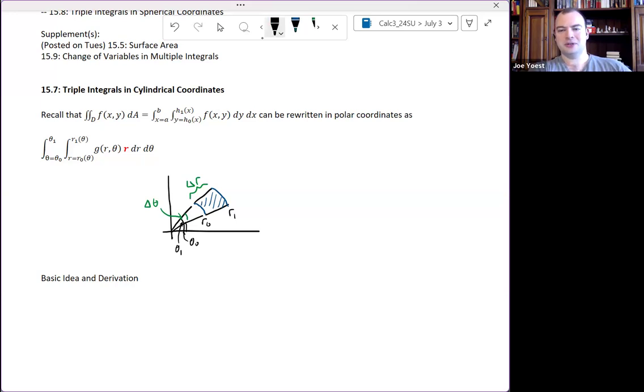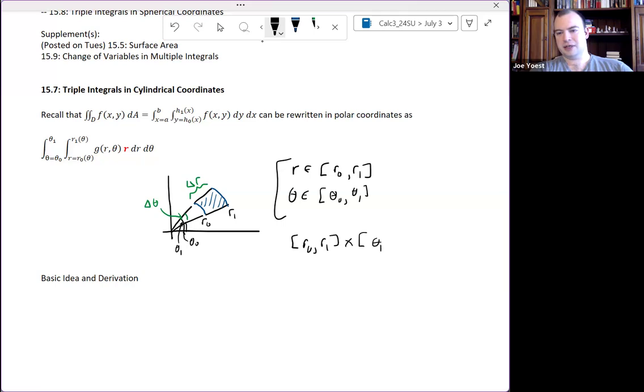Why is this a polar rectangle? Why do we call it a rectangle, even though it's not really a rectangle? That's because we can describe it in a rectangular fashion, where r and theta are completely independent of one another. Theta sweeps out from theta naught to theta 1 independent of where r is, and r goes from r naught to r1 independent of which theta we're dealing with. So this is like the region r naught, r1 cross theta naught, theta 1 in polar coordinates. That's why we call it a polar rectangle, because it feels a bit like a rectangle.